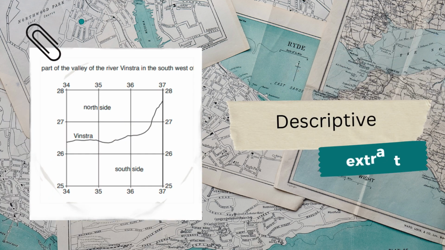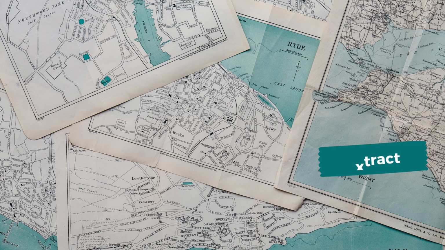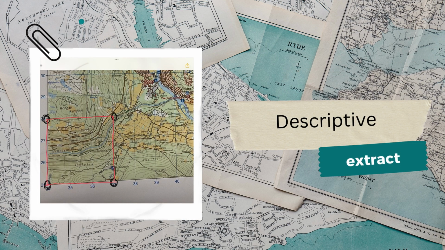The last question is another extract which shows part of the valley of the river Vinstra in the southwest of the map. First, use the 4-figure grid references to find that part of the map, then answer the question. The question needs you to compare the roads, settlements, land use and relief on the north side of the valley and the south side of the valley. You have to describe the differences, so you should use comparative language, and sentences like, on the north side of the valley there is blah blah blah, but on the south side of the valley there is, and so on. Pause the video while you do this.